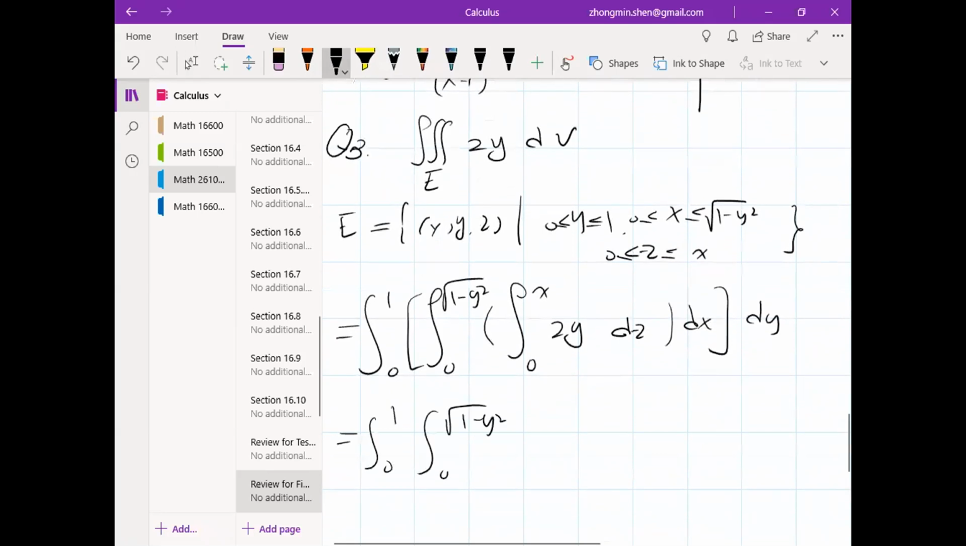2y is independent of z. That's the reason it's 2y. Be careful when you evaluate the integral right there, the antiderivative. Don't be confused about the variables. 2y is independent of z, so 2y is a constant with respect to z. Then the difference between x and 0 is just x.